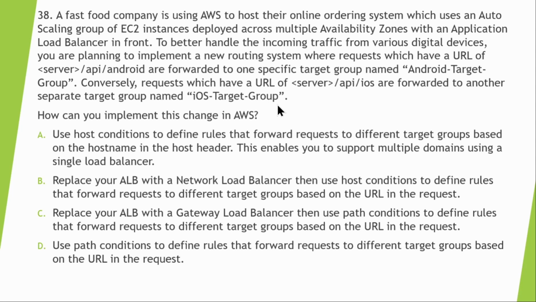Conversely, requests which have a URL of so and so are forwarded to another separate group, the iOS target group. So that's how your ordering system works, right, in Android and iOS. That's how they are having two target groups. One is Android and one is iOS. So whenever the request comes from Android, it should be forwarded to the Android target group, and so for iOS. Okay, now how can you implement this change? I hope the question is understood. So let's go ahead and understand what is correct and what is not correct. As they have mentioned the URL, you should use path conditions to define the rules. So there is something called path conditions inside.